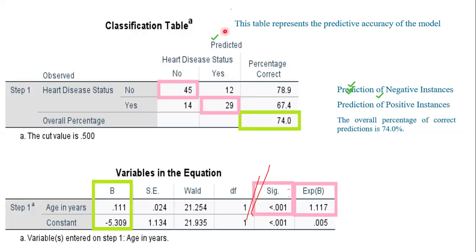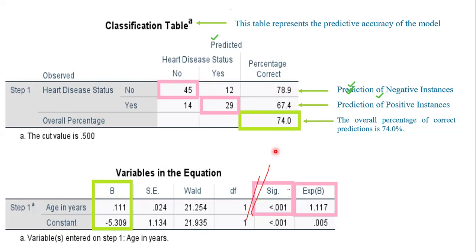The classification table actually represents the predictive accuracy of the model, whether your model is accurately predicting or not, where you can find three different values in the percentage correct column. The first value represents the prediction of negative instances. The second value indicates the prediction of positive instances, while the third value indicates the overall percentage of correct prediction.